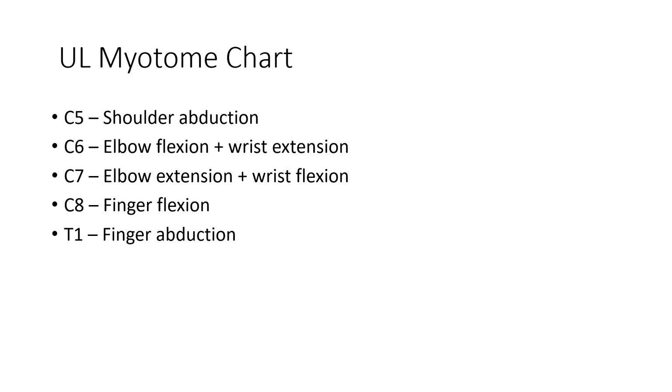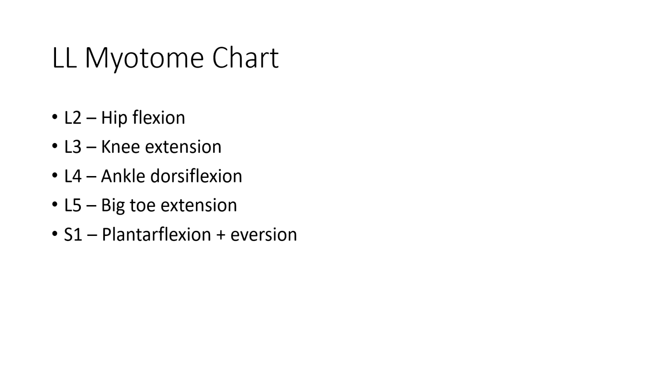The upper limb myotome chart is for C5 to T1. C5 is shoulder abduction. C6 is elbow flexion and wrist extension. C7 is elbow extension and wrist flexion. C8 is finger flexion and T1 is finger abduction. And the lower limb myotomal chart: L2 is hip flexion, L3 is knee extension, L4 is ankle dorsiflexion, L5 is big toe extension, and S1 is plantar flexion plus eversion.